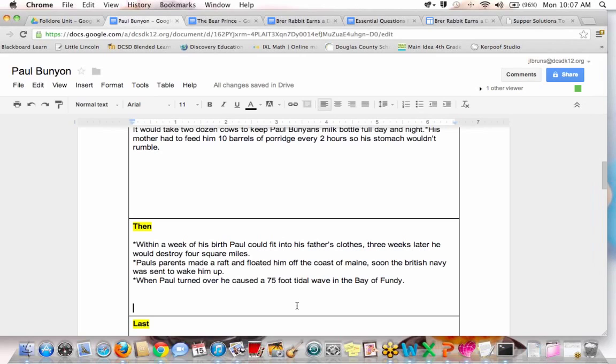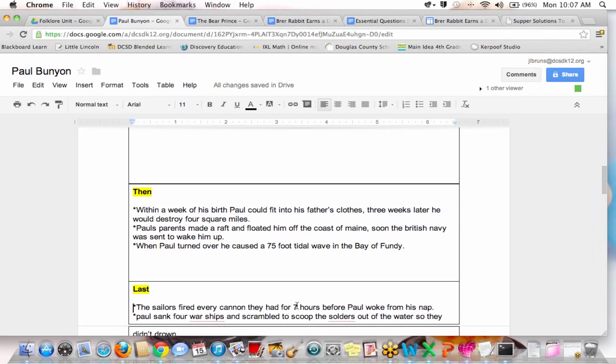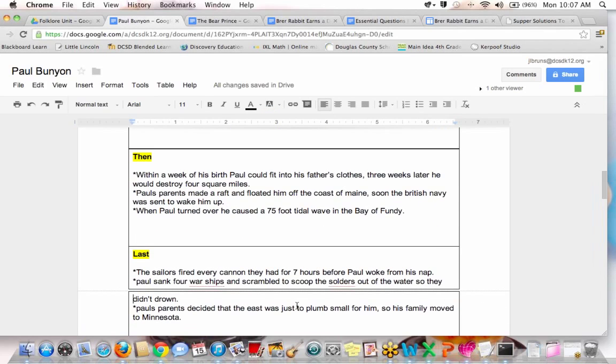Paul's parents made a raft and floated him off the coast of Maine. Soon the British Navy was sent to wake him up. When Paul turned over, he caused a 75-foot tidal wave in the Bay of Fundy.